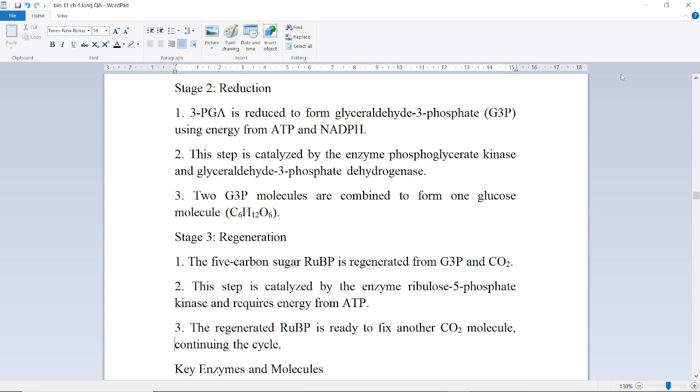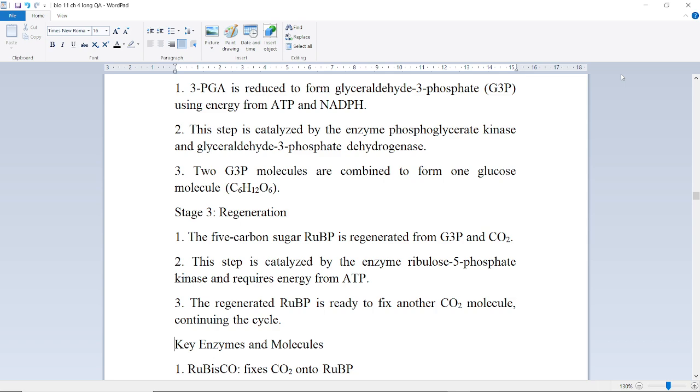3-PGA is reduced to form glyceraldehyde 3-phosphate, G3P, using energy from ATP and NADPH. This step is catalyzed by the enzymes phosphoglycerate kinase and glyceraldehyde 3-phosphate dehydrogenase. Two G3P molecules are combined to form one glucose molecule, C6H12O6.